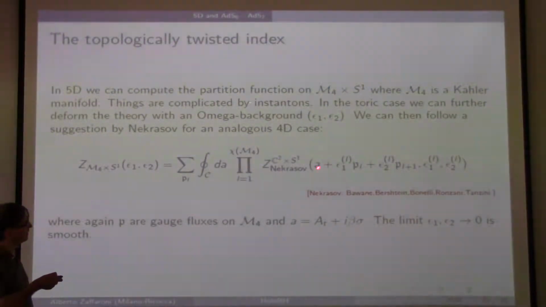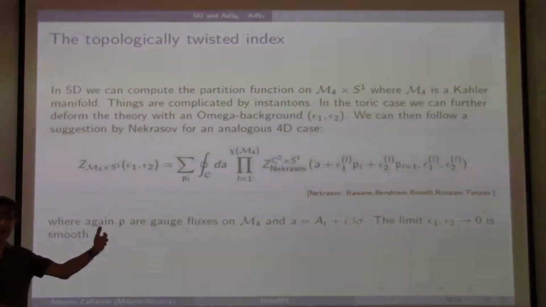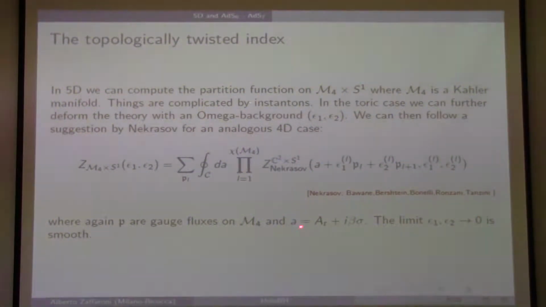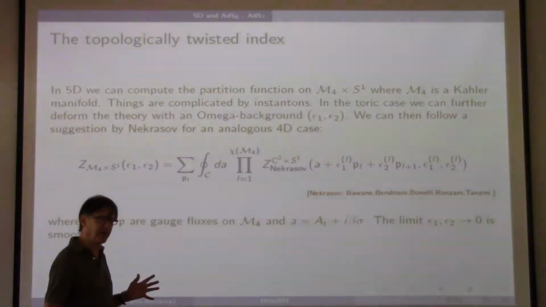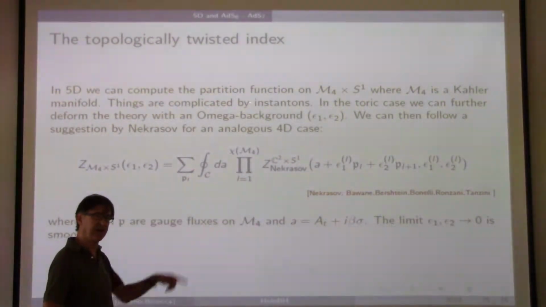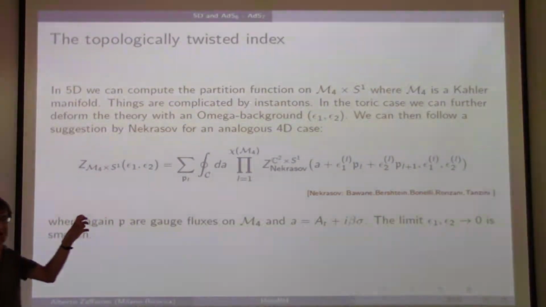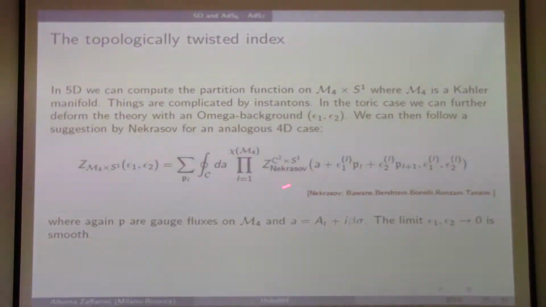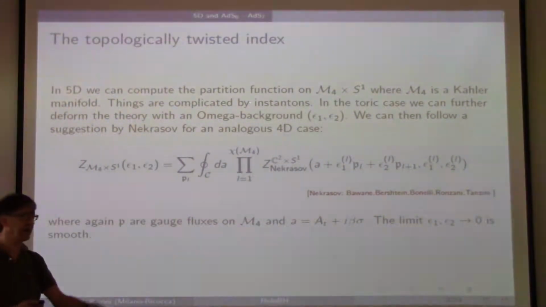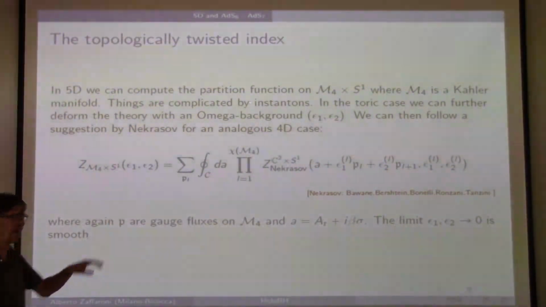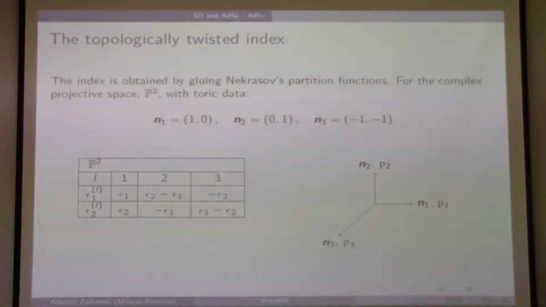Where again, this A is the same as before. There's a Wilson line on S1, and there is a real scalar that you can introduce in this 5-dimensional gauge theory. You combine them in a holomorphic variable A. Now, this is the case where epsilon 1 and epsilon 2 are different from 0. Maybe you remember that Nekrasov's partition function is singular when epsilon 1 and epsilon 2 go to 0. It's actually a double pole, and the coefficient is the Seiberg-Witten prepotential. But it turns out that when you glue, the various singularities cancel together, so everything is smooth, also in the limit where epsilon 1 and epsilon 2 go to 0.